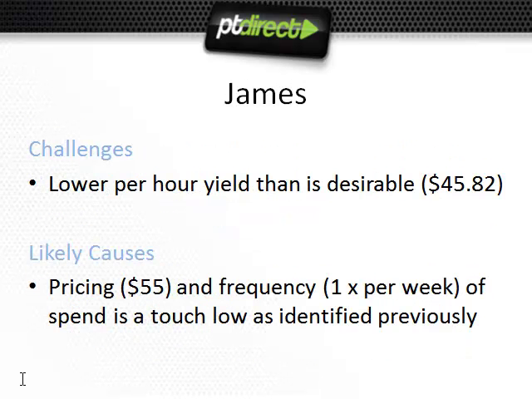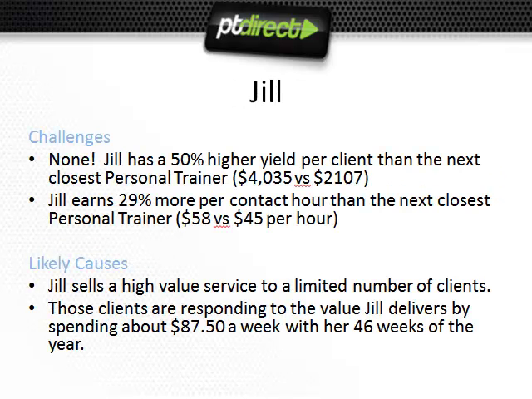Okay, so then we move on to James. Now James actually is not doing too bad. He's got a lower per hour yield than is desirable, so he's earning about $45, $46 an hour, and the reason for that is his pricing and the frequency that he has. So he's only charging $55 an hour, and he's only training each client once a week. So again, if he fixed that up, if he took that up to 65, then he'd see a significant swing here. He'd get up to $55 yield, and obviously if he stepped this up, he'd have less clients to deal with. And that's really where Jill's at.